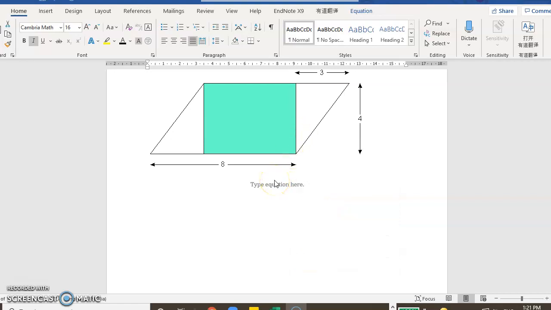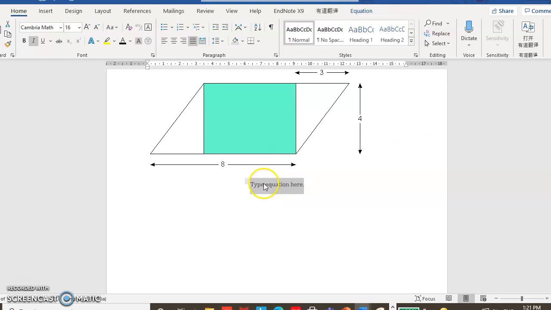So if we look at this diagram, can anybody tell me what you have seen on this diagram? Yes, I can hear some of your voices. So what we have to do for this diagram is calculate the area of the shaded part.